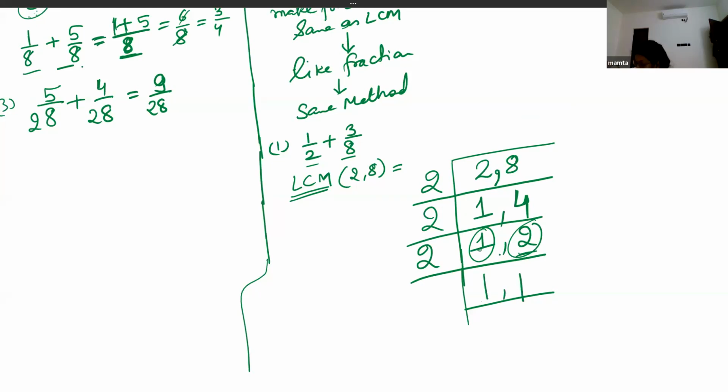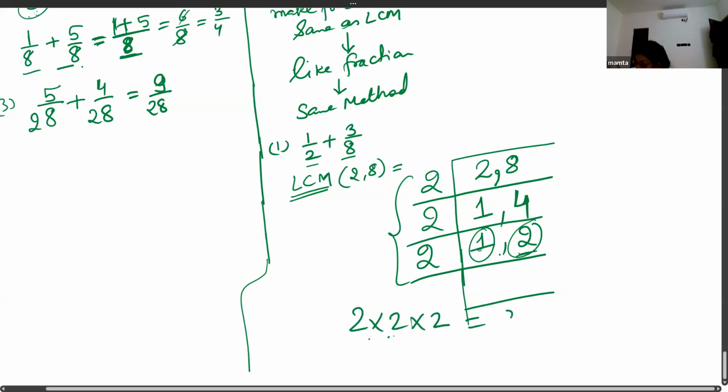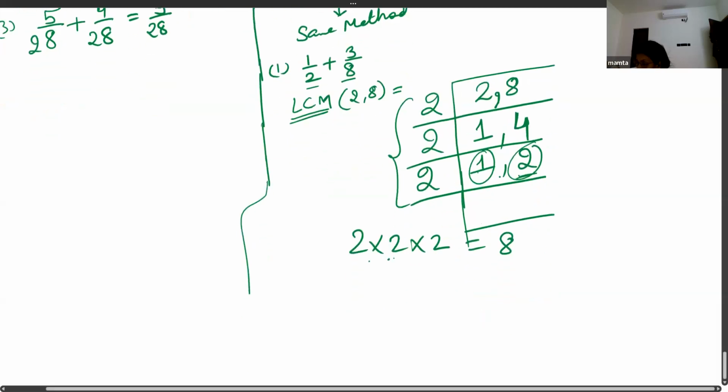Okay, both are correct. So now what you have to do, children, just multiply all these numbers. 2 into 2 into 2. What is 2 into 2? 4. 4 twos are 8. LCM is 8. So, your LCM is 8.